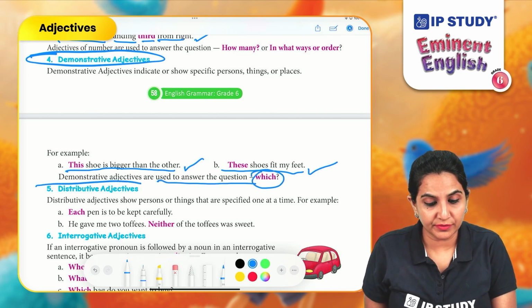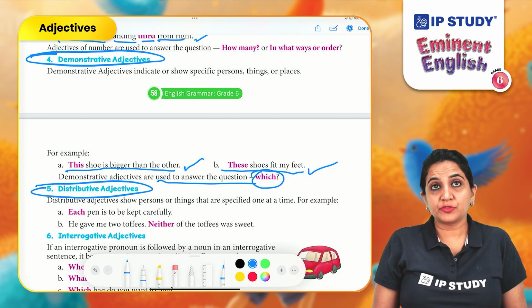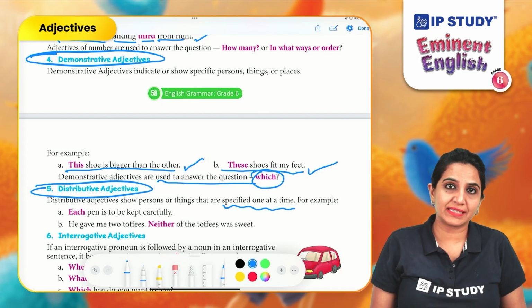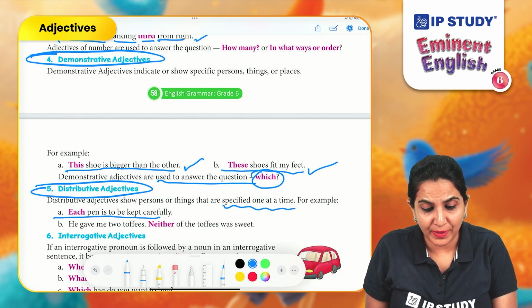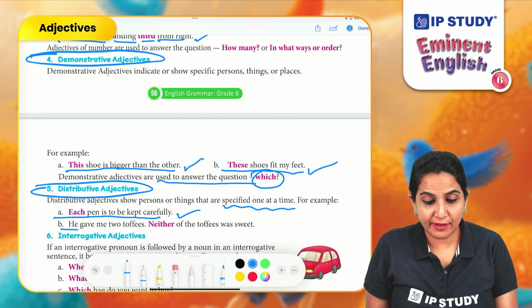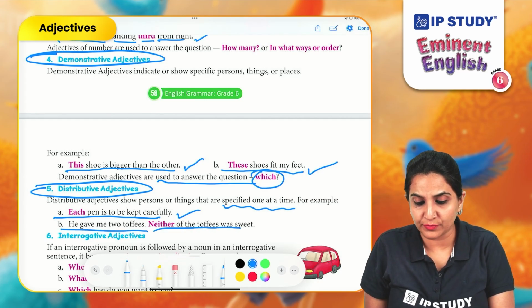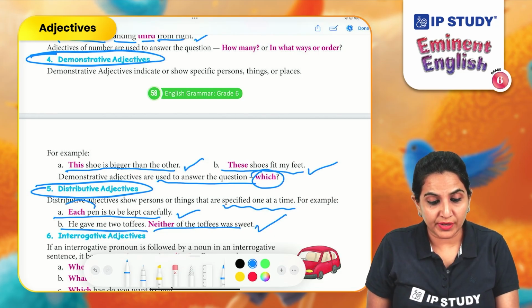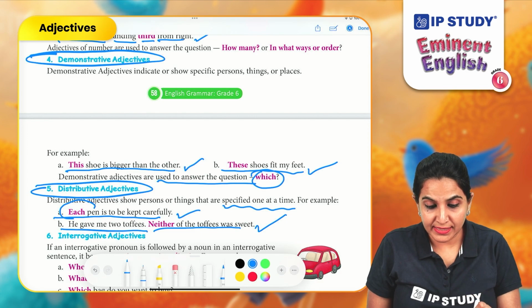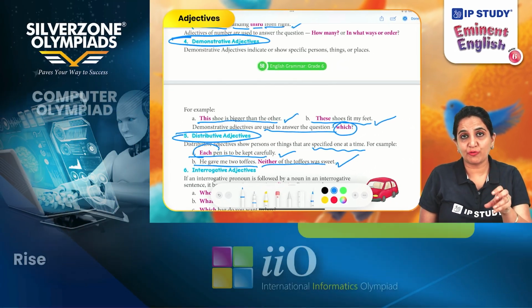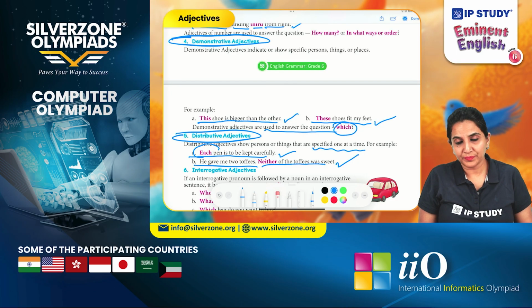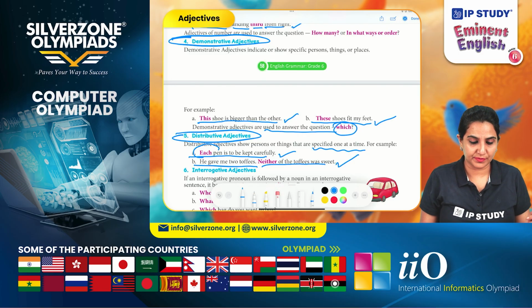Next, distributive adjectives. Distributive adjectives show persons or things that are specified one at a time. For example, each pen is to be kept carefully. He gave me 2 toffees. Neither of the toffees was sweet. That means this is a distributive adjective which helps us describe one specific thing at a time. Out of so many pens, each pen. Out of 2 toffees, neither of the toffees. Okay? So this is called distributive adjectives.